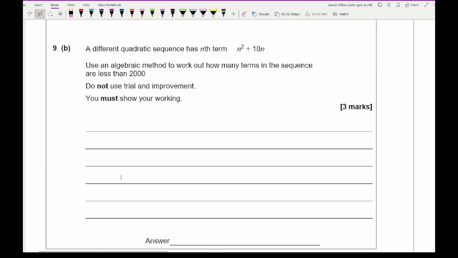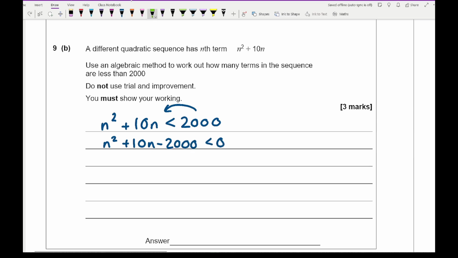Moving on to question 9b, it says a different quadratic sequence has nth term of n squared plus 10n. Use an algebraic method to work out how many terms in the sequence are less than 2000. It says do not use trial and improvement. So for this, what we need to do is write this down. So we've got n squared plus 10n, and we want it so that it's less than 2000. So if I take the 2000 over to the other side, it then turns into a quadratic equation.